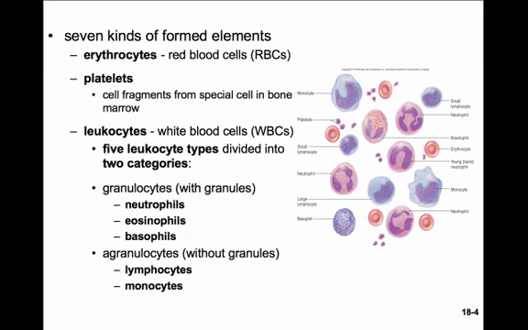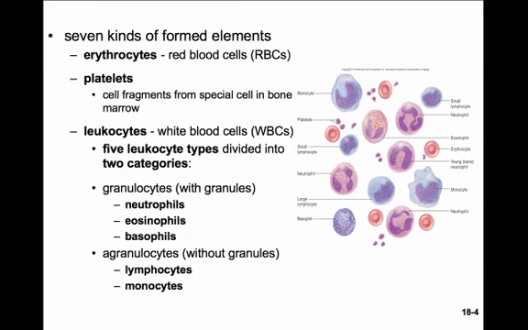There are 7 different kinds of formed elements that we'll explore. The erythrocytes are the red blood cells, or we'll refer to them as RBCs. The platelets are formed from fragments of special cells in bone marrow. Leukocytes are the white blood cells. There are 5 types of leukocytes that are divided into 2 categories.